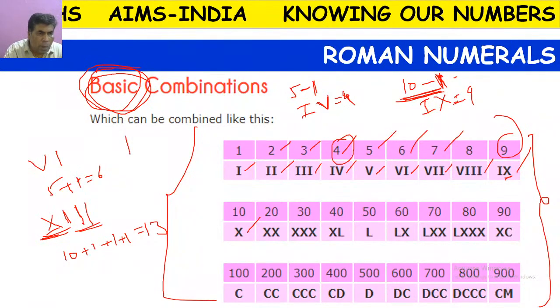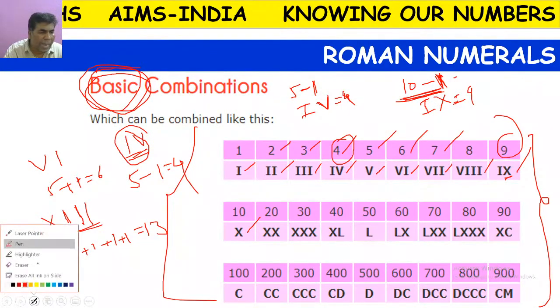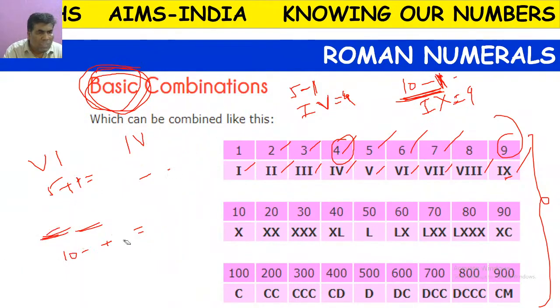Okay. When a smaller number is written first and a bigger number written after, then what we have to do? We have to subtract. From what? Bigger number to smaller number, we have to subtract. Once again, children, I am repeating. Please listen carefully.